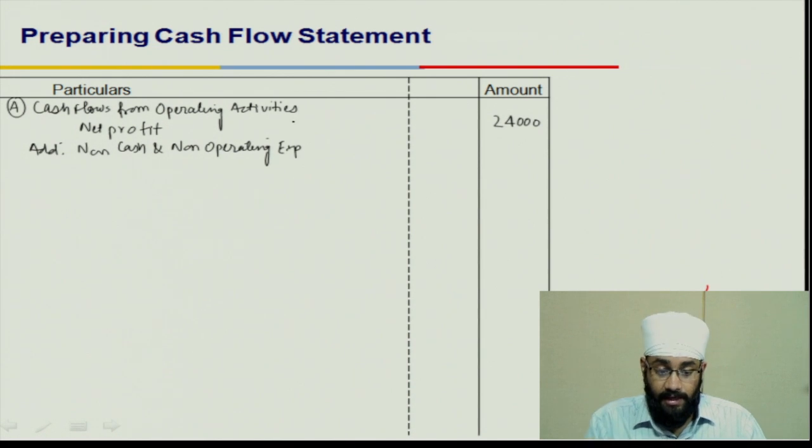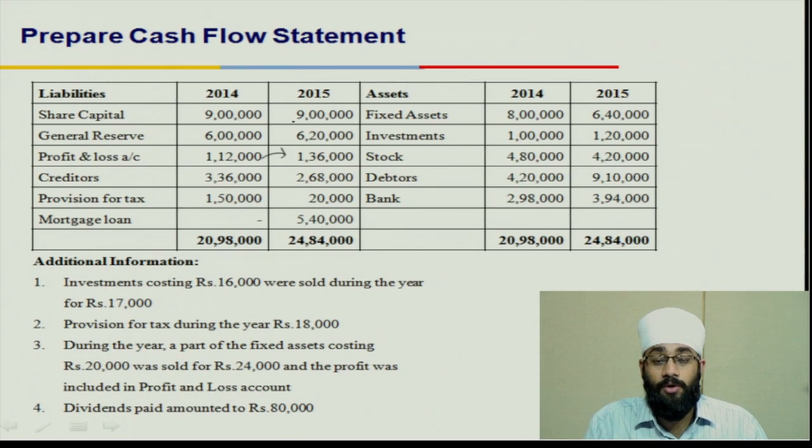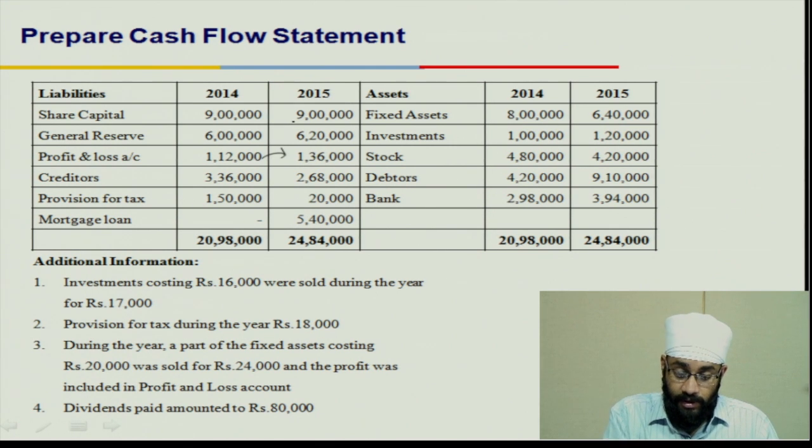So let us try and identify what can be the non-operating and non-cash items here. So we do not have income statement here, so it is not that easy as it was to just look through the income statement. Now we will need to create some working notes to identify these missing items. So let's go to the additional information one by one and analyze it.